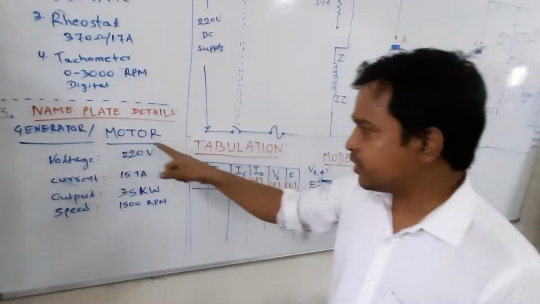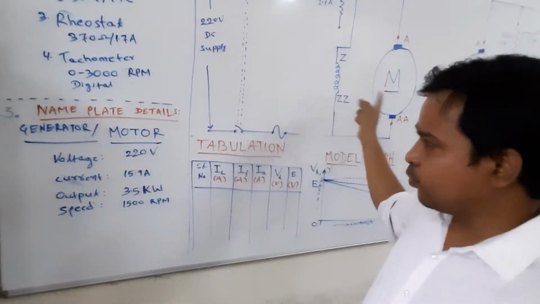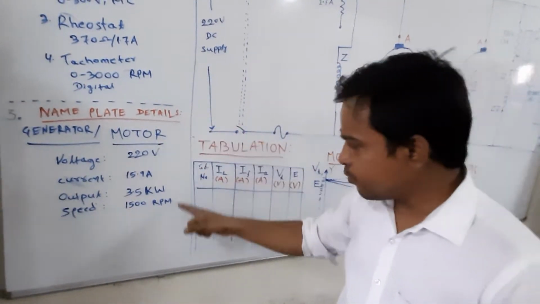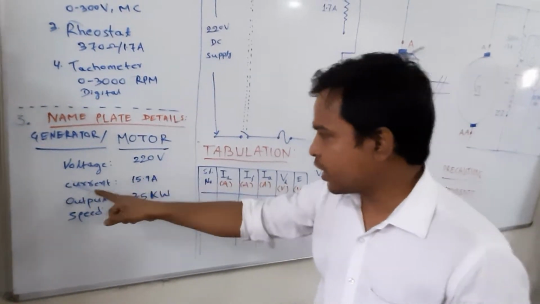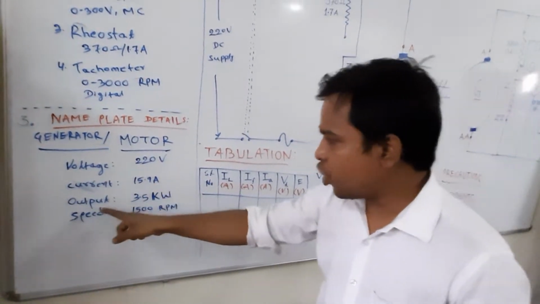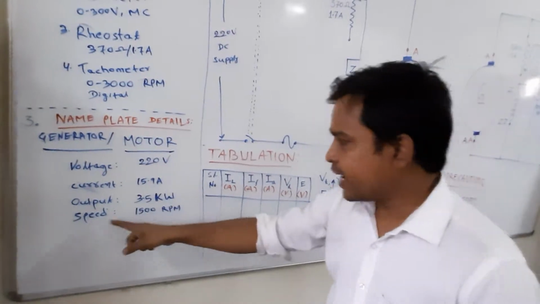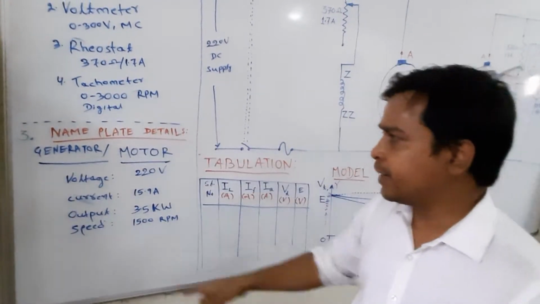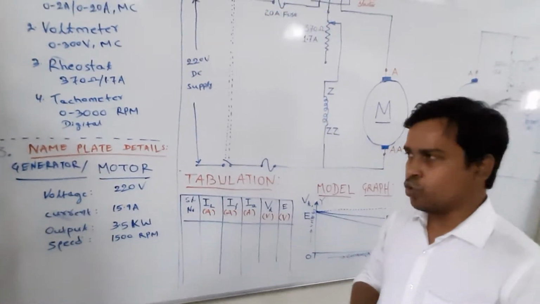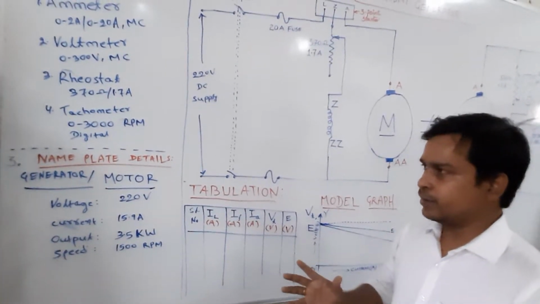Here, for both the generator and the motor, we have the same rating: voltage is 220 volt, current is 15.9, output is 3.5 kilowatt, and speed is 1500 rpm. This is the rating of my DC generator as well as the motor. Both have the same nameplate detail.